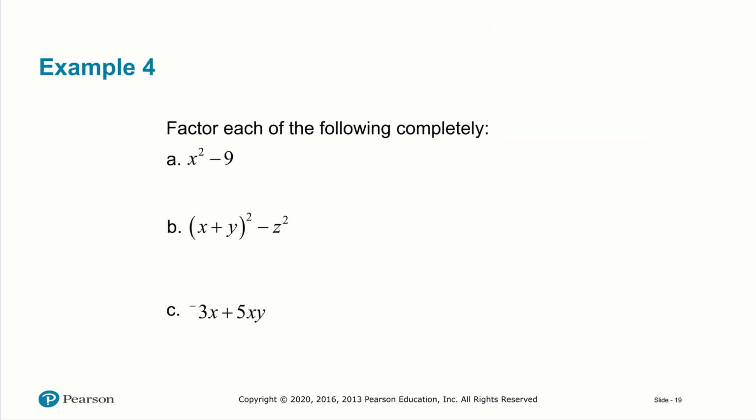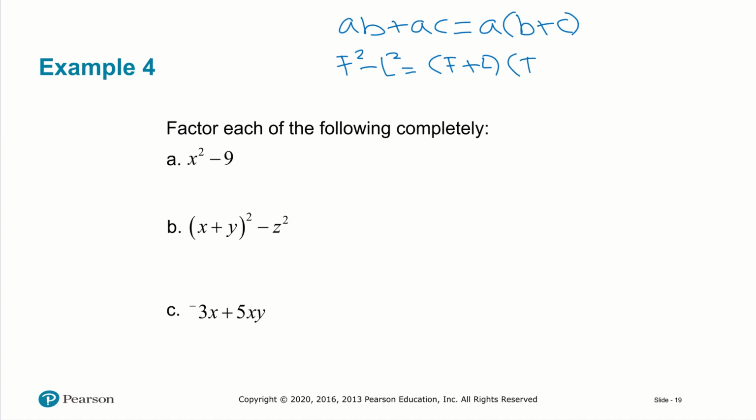All right, so here we're going to apply what we have learned as far as factoring is concerned to go ahead and factor these expressions. Now, remember, we're dealing with two different formulas we've learned. One is the formula that says ab plus ac equals a times b plus c. And the other one is our formula for difference of squares. F squared minus L squared equals F plus L times F minus L.